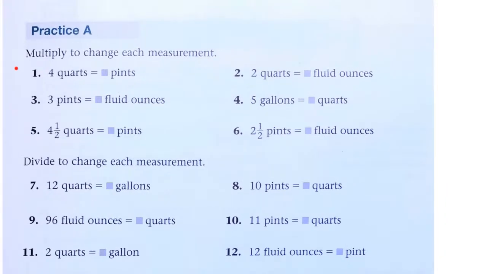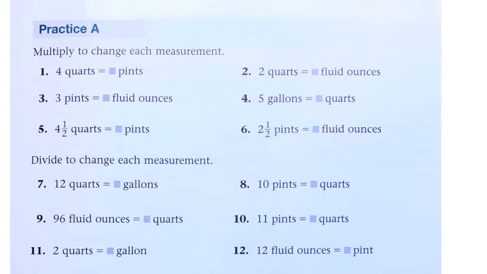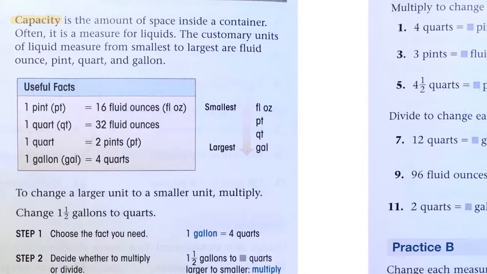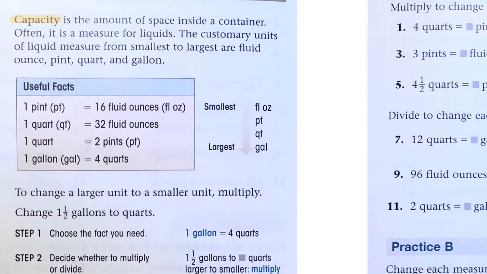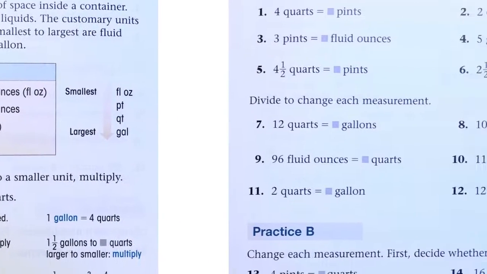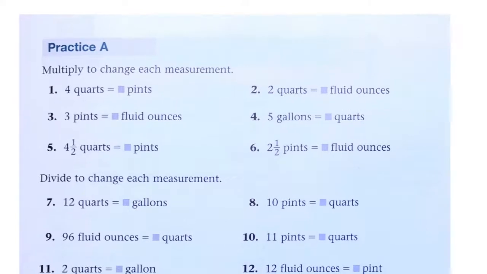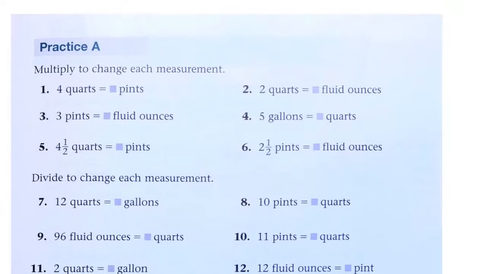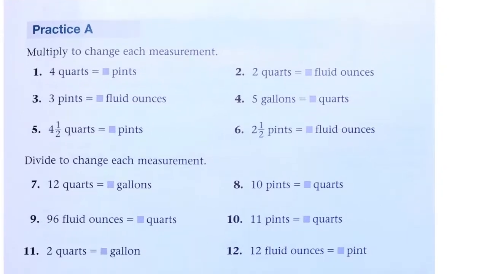So for practice A, multiply to change each measurement. And if you don't remember what the units of measurement are, that's okay. You can look at your chart. For here, remember we've got 16 fluid ounces to a pint, or 32 ounces to a quart, 2 pints to a quart, and 4 quarts to a gallon. So how many quarts to pints? 2 to 1, right? 2 pints to make 1 quart. So it takes 2 pints to make 1 quart.